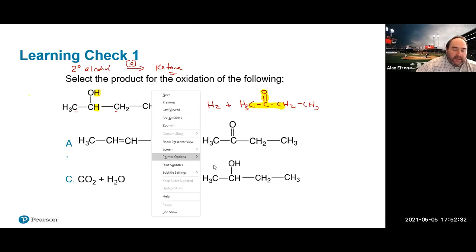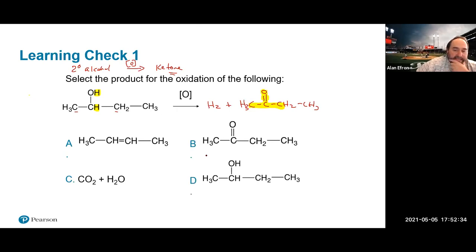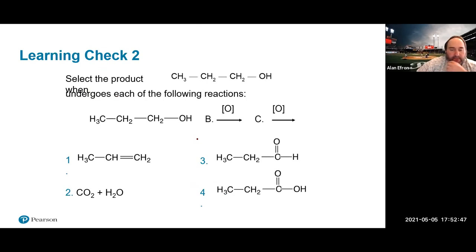Any questions on that there? That looks like it is letter B. It looks like a winner. Yeah. Any questions on how to do that one there? All right, so yeah. Sorry.